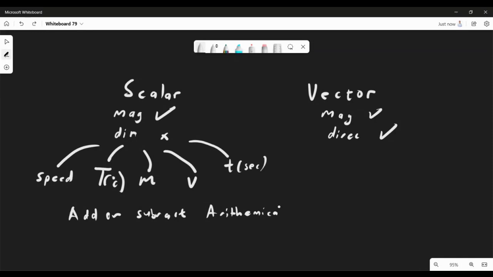You get it. Okay. Arithmetic. I'm forgetting something here.